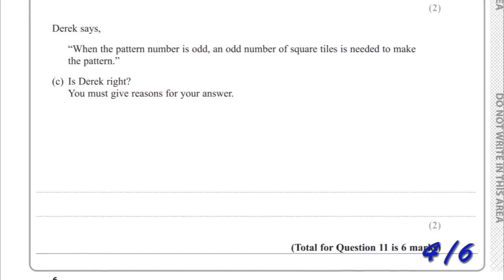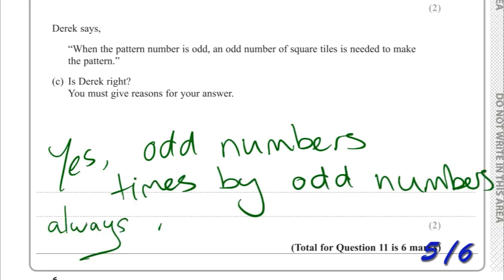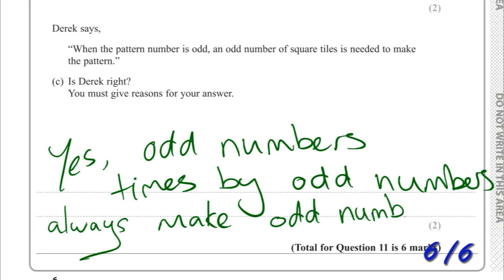We already said that these are the square numbers, so what we're looking for, the number of tiles, is all the odd numbers squared. We know, because we've done our revision, that odd numbers times by odd numbers will always make an odd number. And we're going to write this for our answer. Yes, he's right, because odd numbers times by odd numbers always make odd numbers.